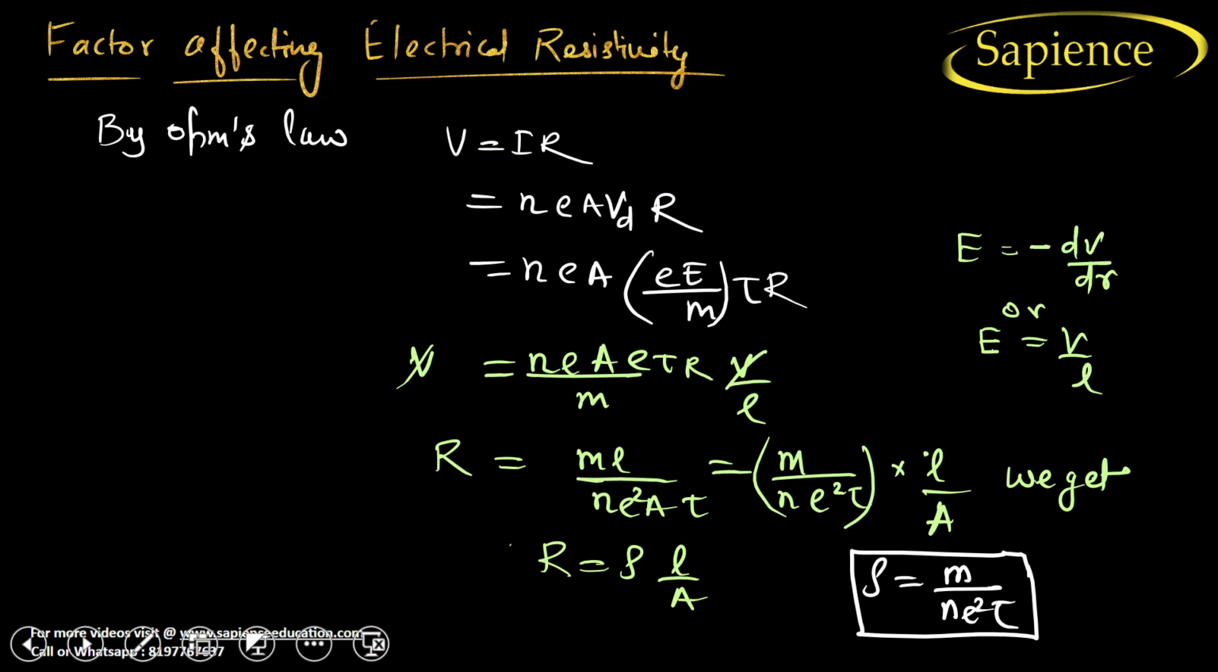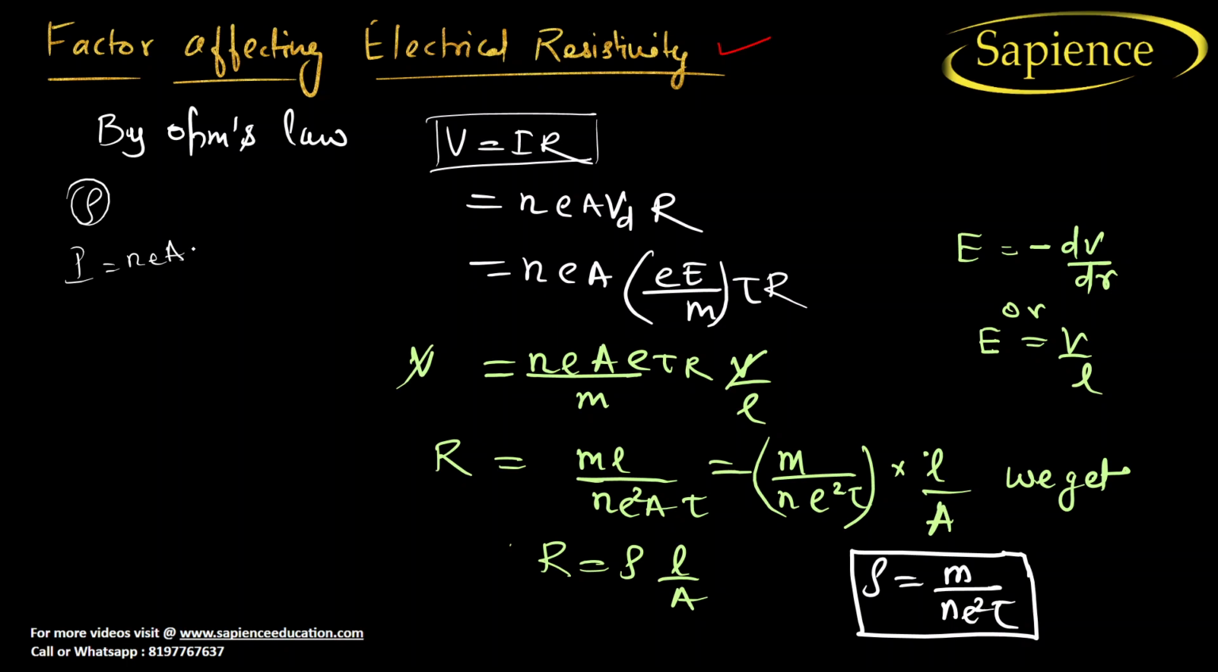Factors affecting the resistivity. What type of factors affect the resistivity? As we know Ohm's law, V is equal to IR, but we have already derived that I is n e A times drift velocity, right? So from here we can write like this. Now what is the value of drift velocity? It is eE by m times tau. We have already discussed this. Now see here, on this side also there is V, on this side also there is V. Why? Because V is equal to IR, so R is equal to V by I, right?